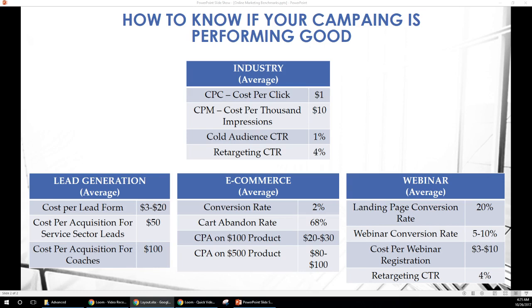different horizontals, meaning lead generation, e-commerce, webinar, and then I showed you some industry averages. Please use this with a grain of salt. These things change, they're a moving target, but also use them as a good starting point when you're building your quote for your client, when you're giving them options for results, when you're telling them what needs to happen, how much it's going to cost, and so on and so forth.